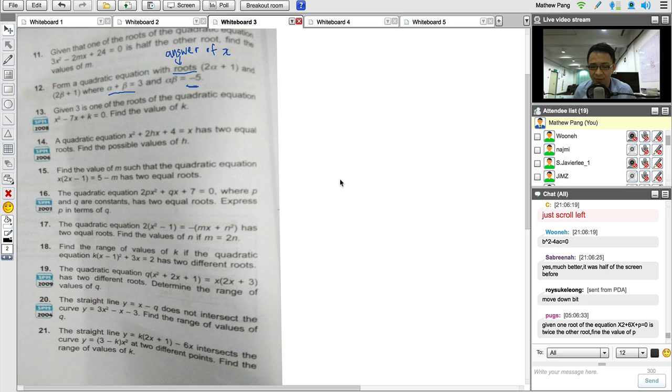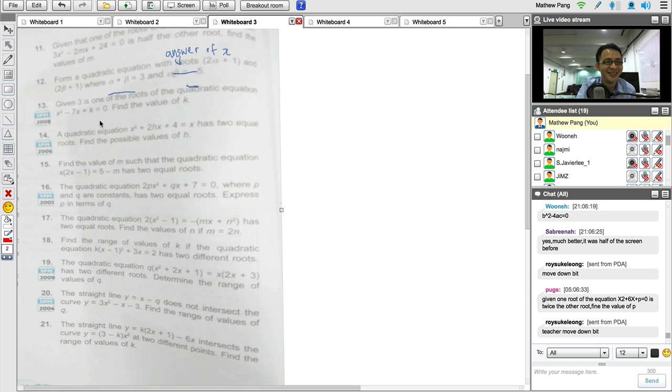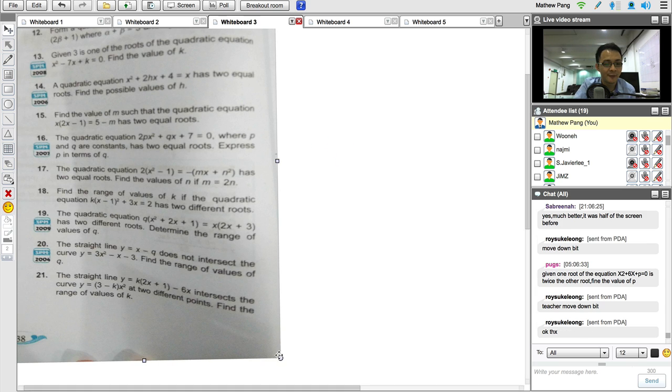Given that one root of the equation is x squared plus 6x plus p. Okay, we have a look at the question of the bug before we go to question 14. Teacher, move down a bit. What do you mean? You mean move this one down a bit? Okay, let me erase the unnecessary one, and let me just zoom bigger a bit.